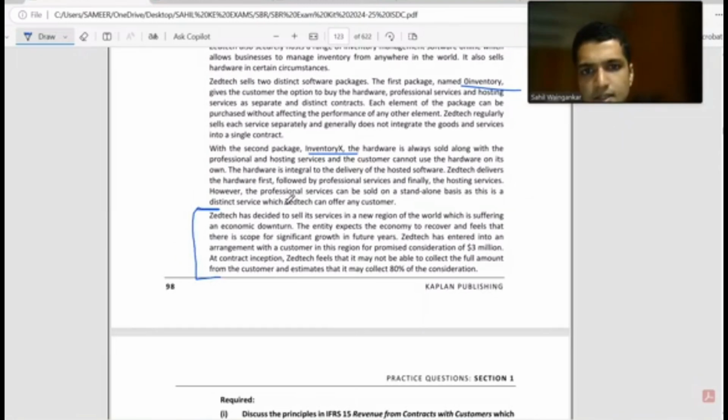Zedtech has decided to sell its services in a new region of the world which is suffering from economic downturn. The entity expects the economy to recover and feels that there is a scope for significant growth in the future. Zedtech has entered into an arrangement with the customer in this region for the promised consideration of 3 million. At the contract inception, Zedtech feels that it may not be able to collect the full amount from the customer and estimates that it may collect 80% of the consideration.